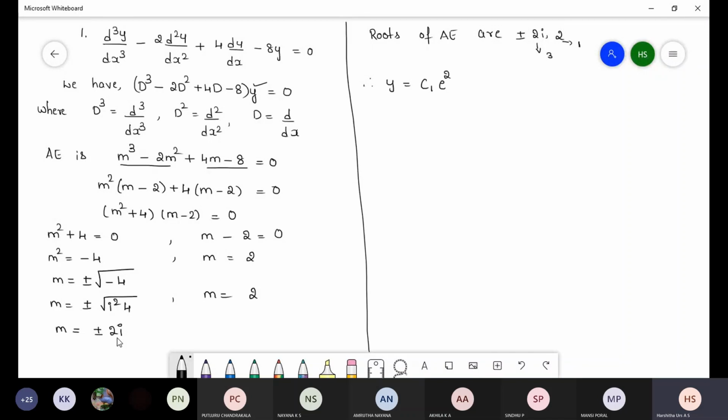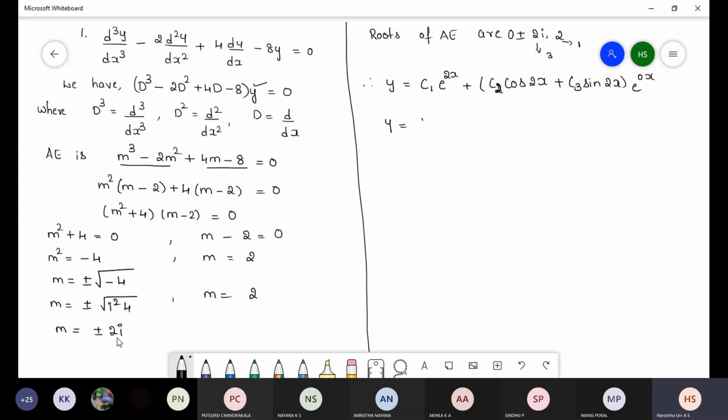C1 e power 2x. Only one root from the case 1. Plus case 3 means complex. Here q value is 2, so cos 2x. Plus, sorry, here C2, because already we finished C1, so let us start with the C2. C2 cos 2x, C3 sin 2x. Here p value we have 0, so I write e power 0x.